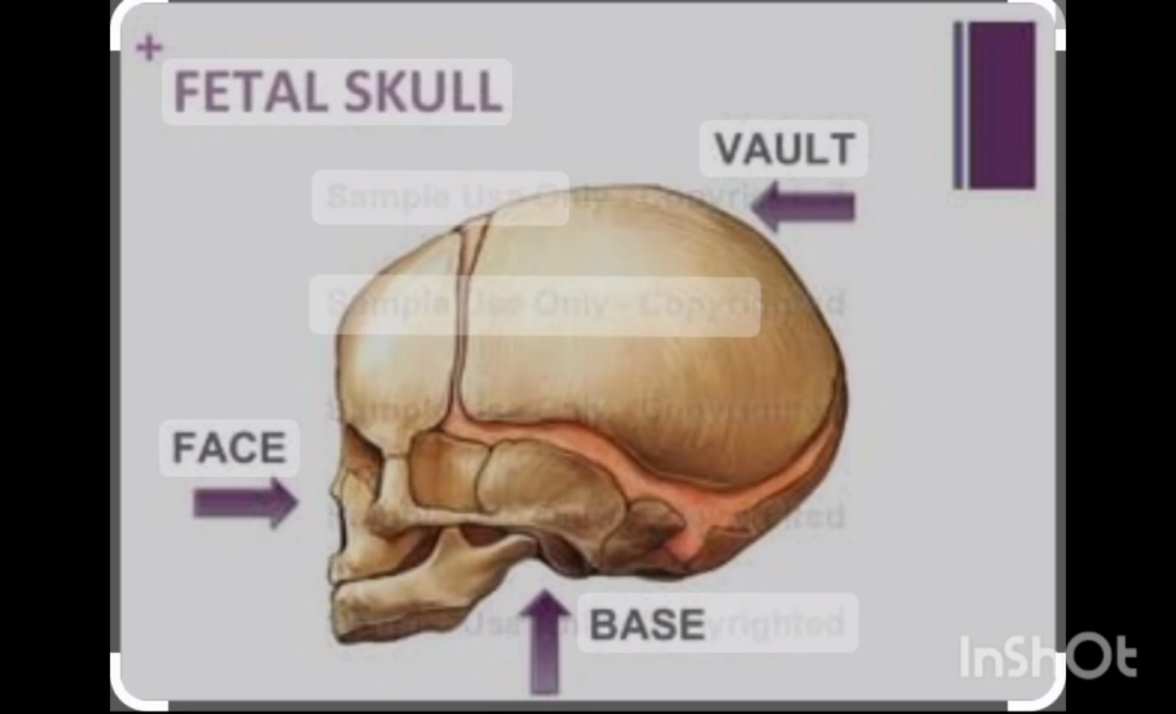You can see from this picture 2 parietal bones and 1 frontal bone plus the occipital bone. They together form the top portion of the head, while the base is formed by 1 ethmoid, 1 sphenoid and 2 temporal bones.